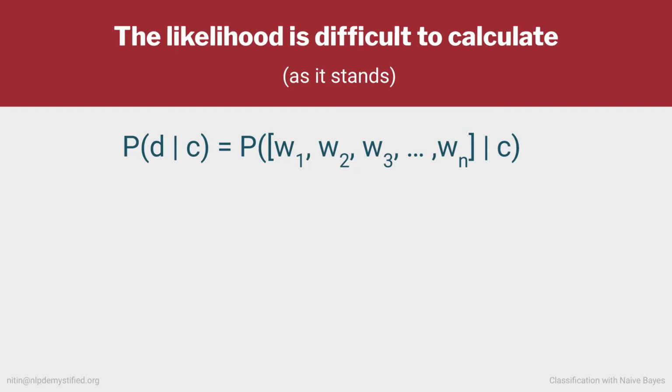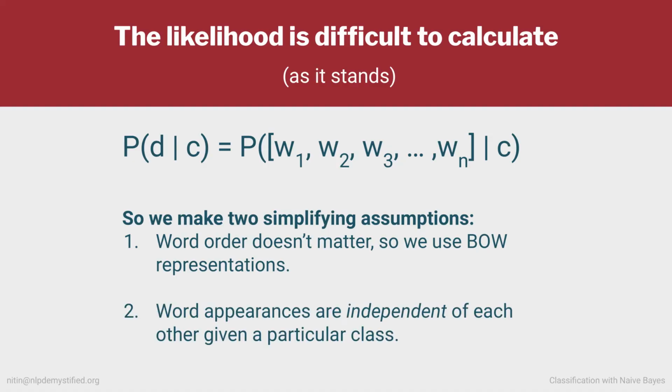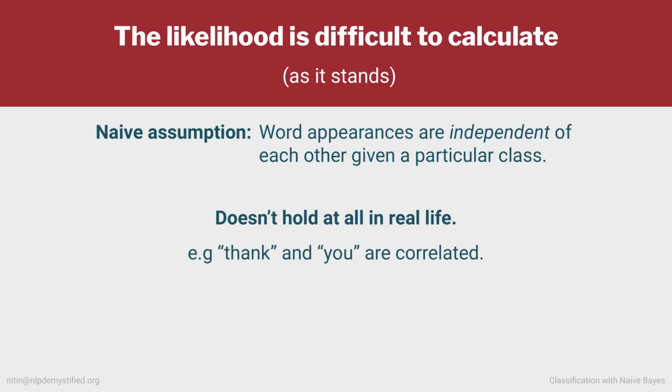So to handle this, we make two simplifying assumptions. First, word order doesn't matter. We'll just use bag of words representations, which we're now familiar with. Second, word appearances are independent of each other given a particular class. This second assumption is where the naive in naive Bayes comes from. And it's called naive because the assumption doesn't hold up in real life. For example, the words thank and you are correlated. But for the purposes of classification, it holds up surprisingly well, as we shall see.